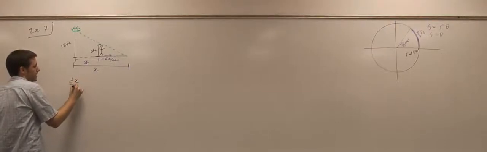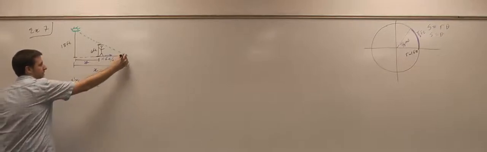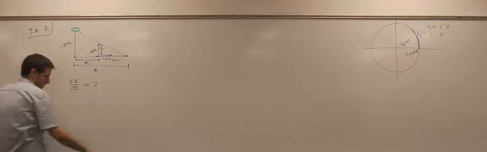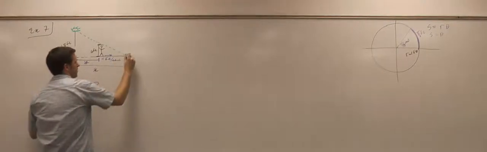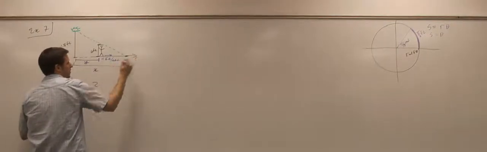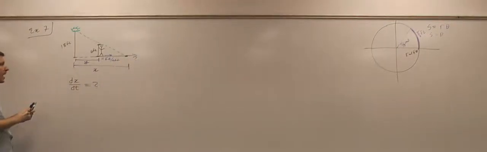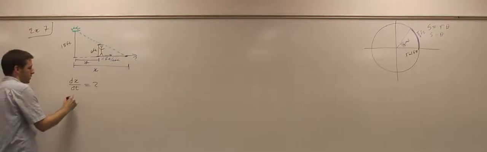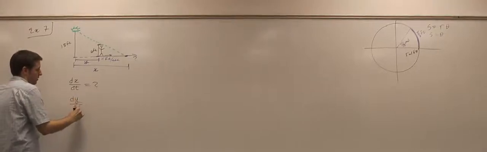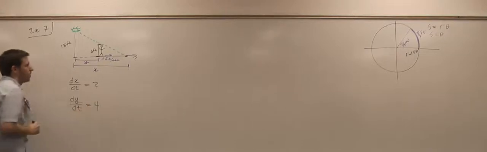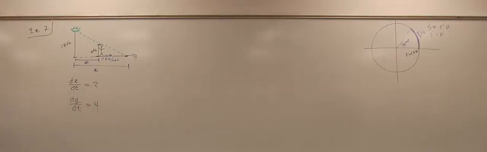I don't know dx/dt, that's what I'm trying to find. How fast is the tip of the shadow going? How fast is x increasing? This is what I don't know. I know dy/dt is 4. I don't have any information about how far away I am from the light post, and that actually turns out not to matter. But you do have to be pretty clever to figure out your equation here.